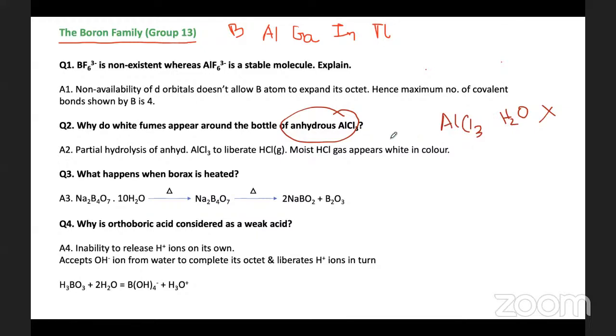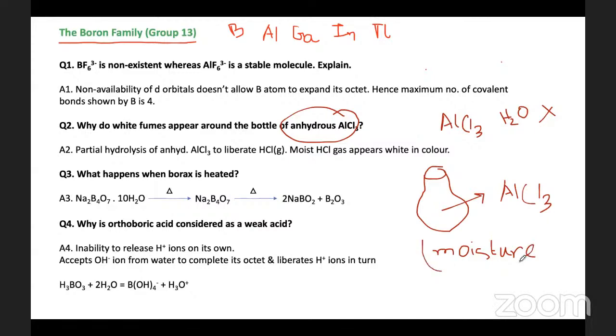So what happens when we open the bottle of anhydrous AlCl3? Suppose this is a bottle, and in the bottle we have this AlCl3, which is solid. Now we have moisture in the atmosphere. In the rainy season, the moisture content in the atmosphere is quite high. So whenever we open the bottle of AlCl3, this AlCl3 comes into contact with the moisture.